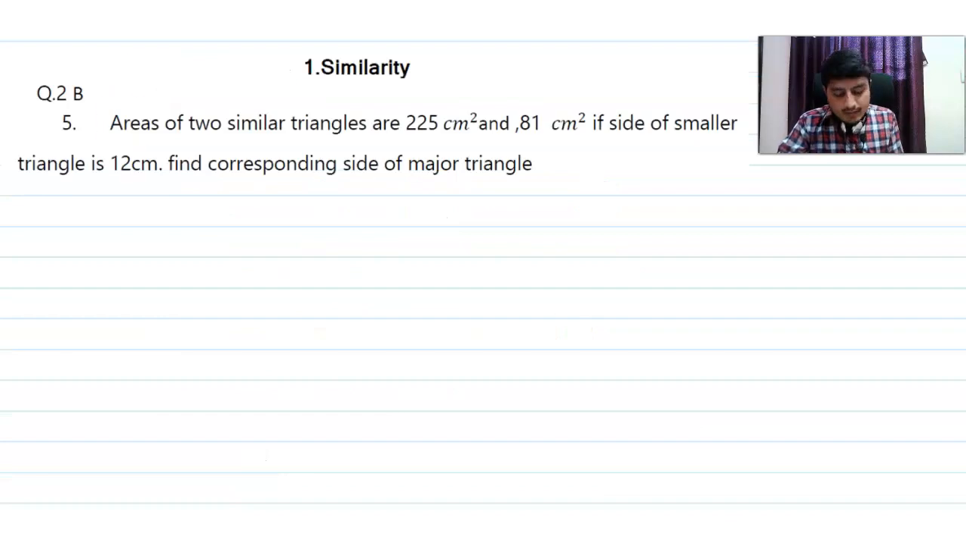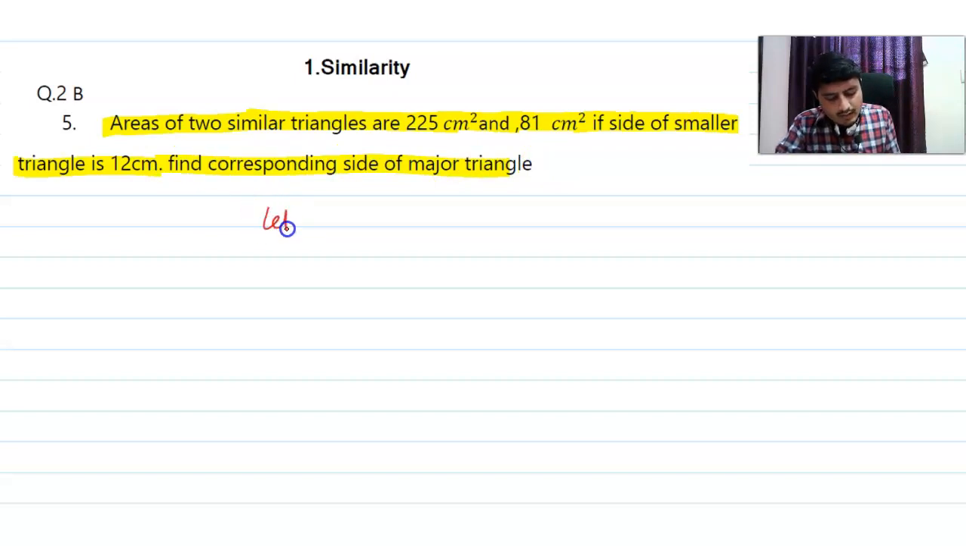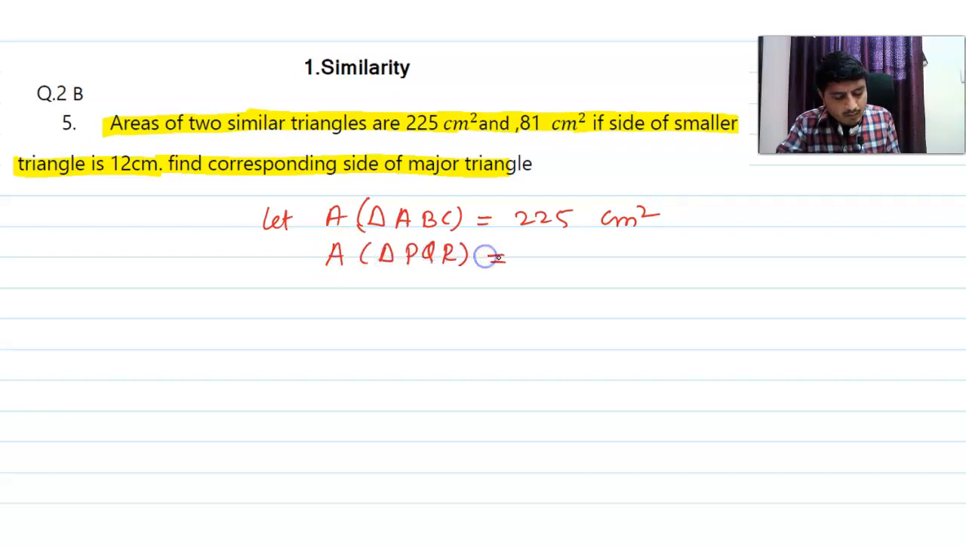Now look at question number 5. Areas of two similar triangles are 225 square centimeter and 81 square centimeter. If a side of the smaller triangle is 12 centimeter, find the corresponding side of the bigger triangle. Let us assume the first triangle whose area is given is triangle ABC, with area of triangle ABC equal to 225 square centimeter, and the other triangle we assume is PQR, whose area is 81 square centimeter.